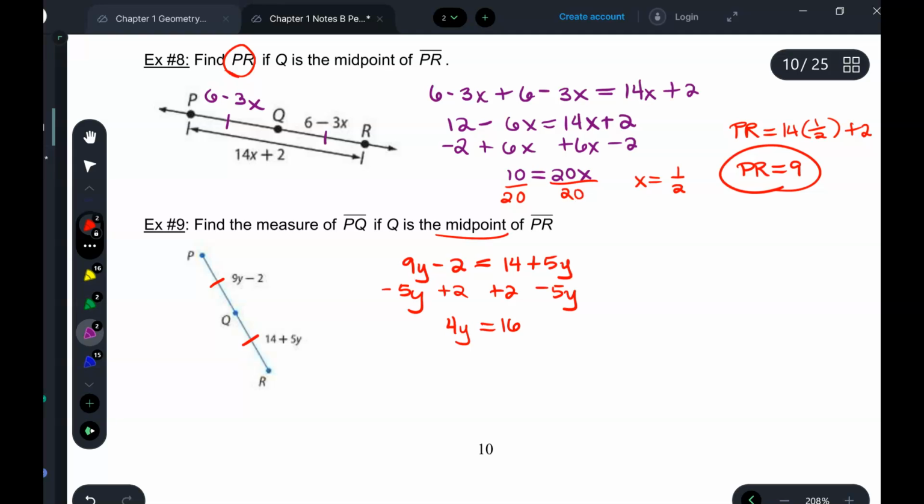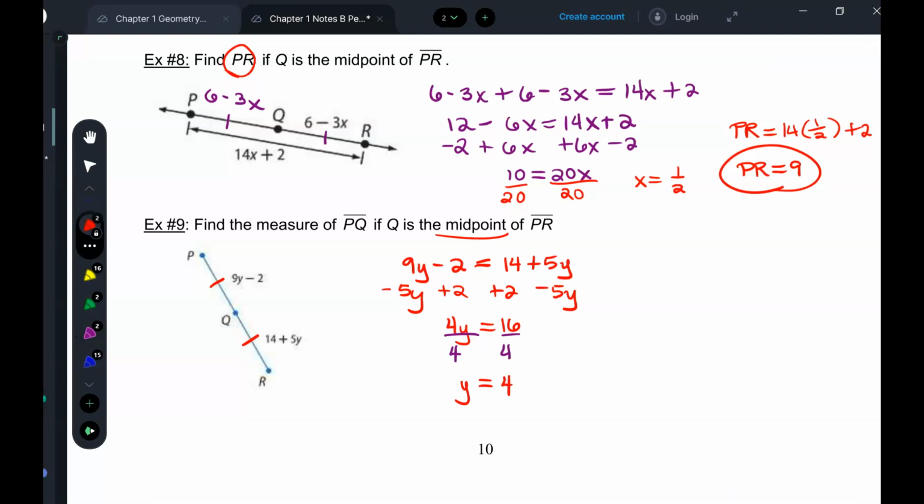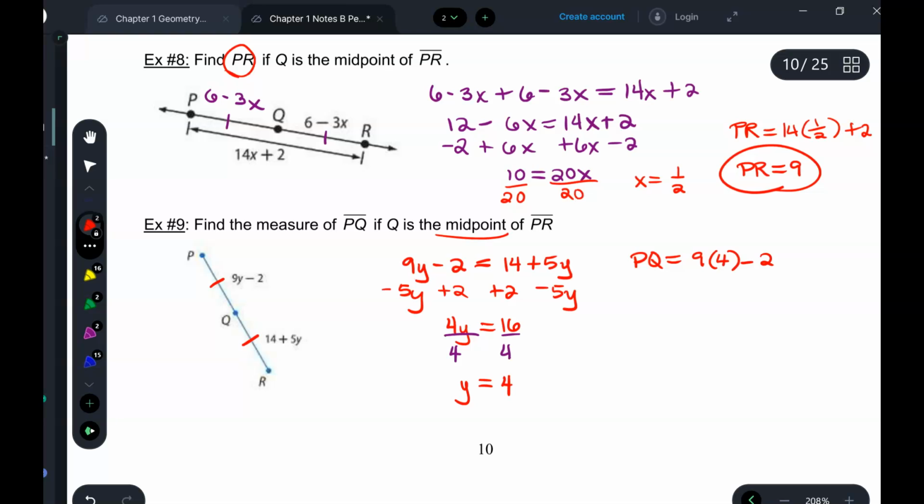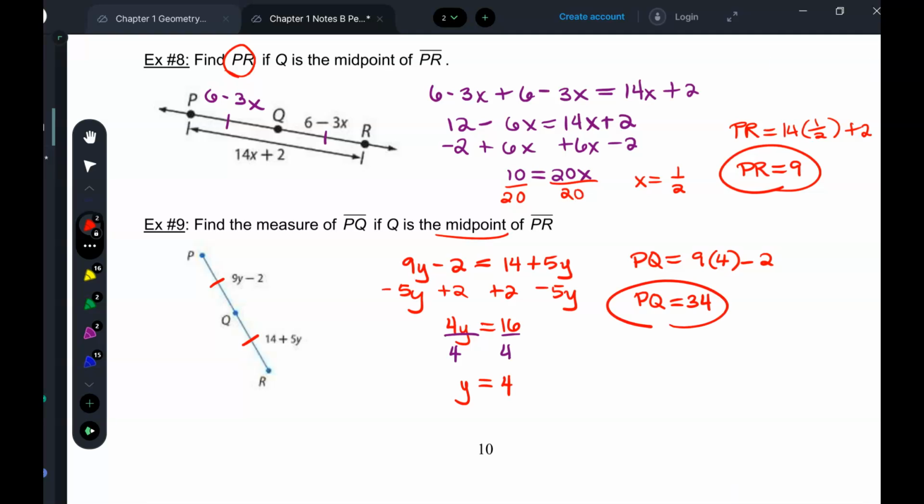So we get 14y. We can go back over this, or you can come see me at bonus. In this case, we're finding out the length of y, and then it says find the measure of PQ. What's PQ though? 9y minus 2. So what is y? 4. Good. So we get 36 minus 2 is 34. Okay. Sorry, that ended a little bit quickly.